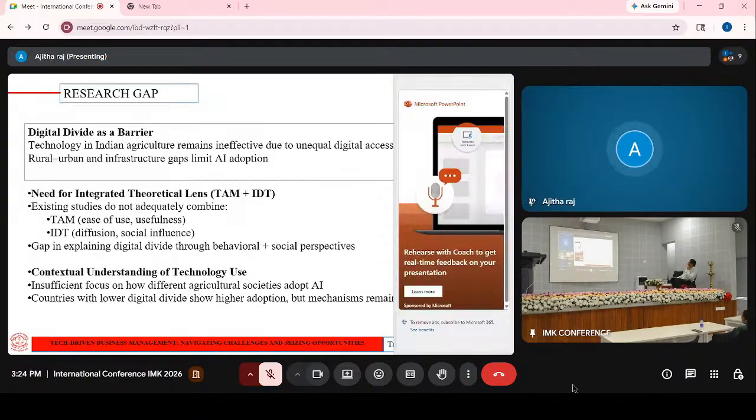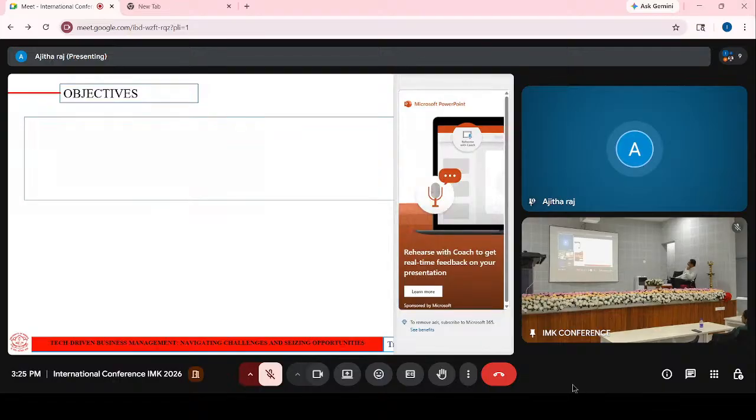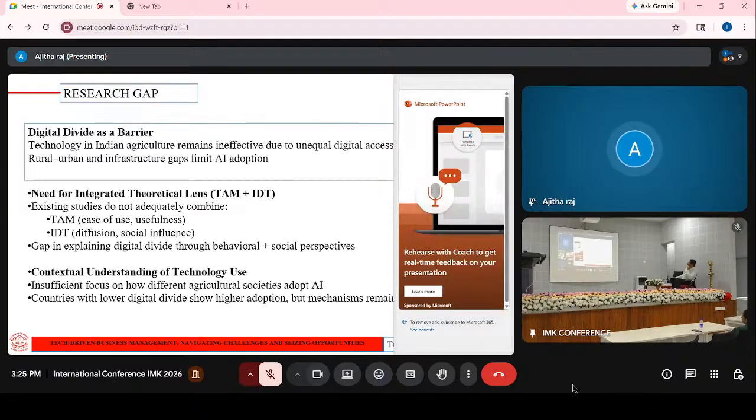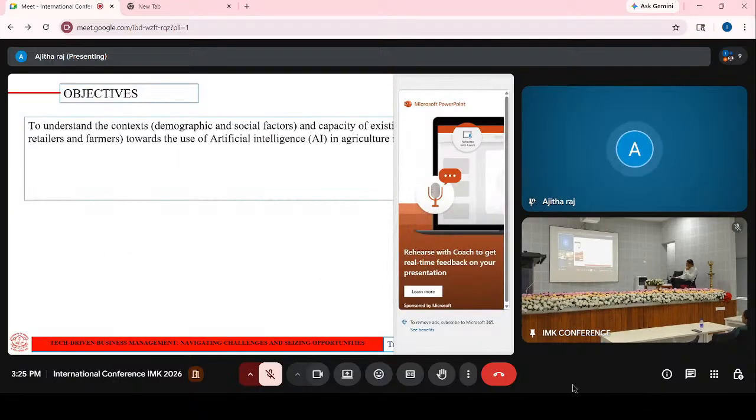One is the TAM model, and another one is the innovation diffusion theory. TAM is the technology acceptance model. So why do IDT and TAM work well together? Because the very first question is how this innovation has a rate of acceptance among the people, whether people have an adoption towards it. And this is a huge gap we can see, which is the digital divide. And I have integrated this model.